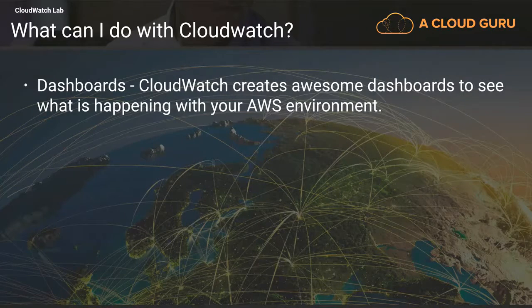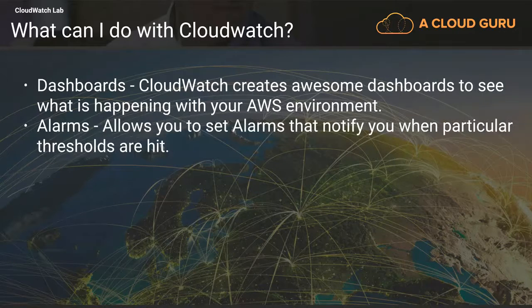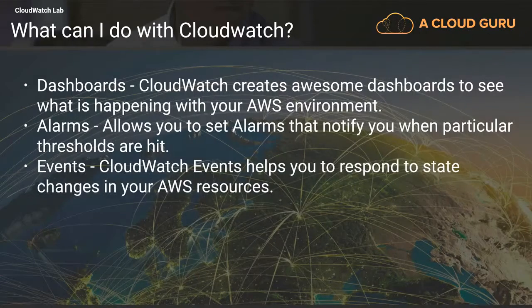Moving on, what can you do with CloudWatch? Well, there's 4 things. You've got dashboards. CloudWatch basically helps you to create awesome dashboards to see what's happening within your AWS environment. You then have alarms. So you can set an alarm that notifies you when particular thresholds are hit. When we go and do the WordPress lab, we're going to look at CPU utilization of over 80%. That will trigger an alarm, which will then trigger some auto scaling groups.